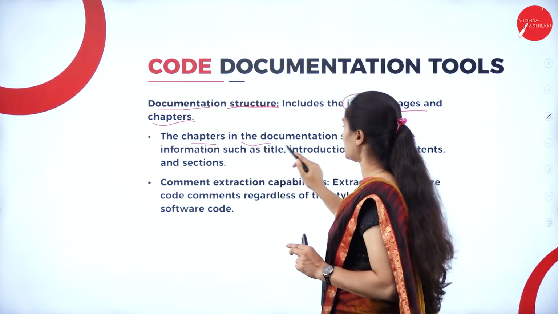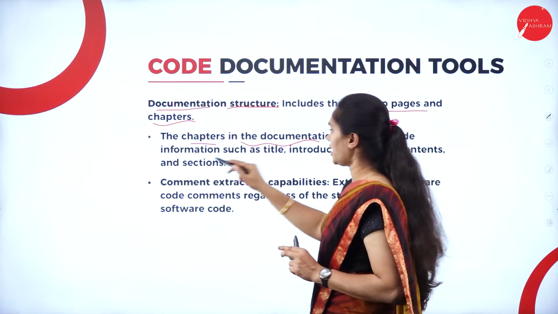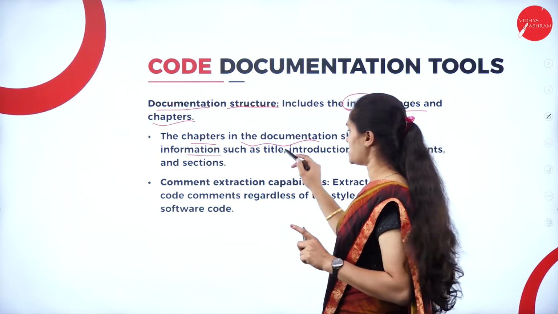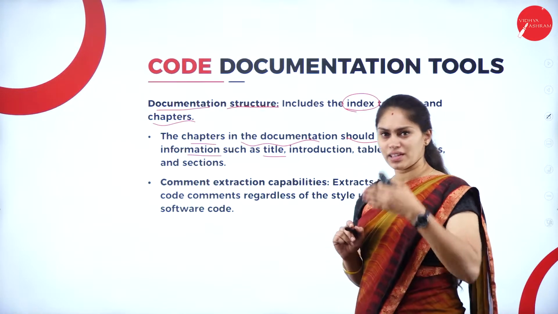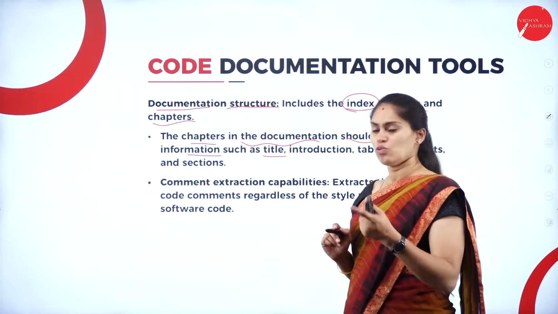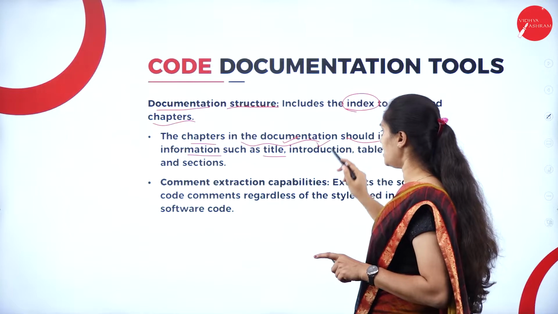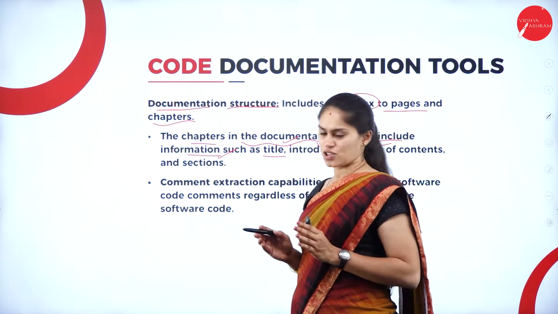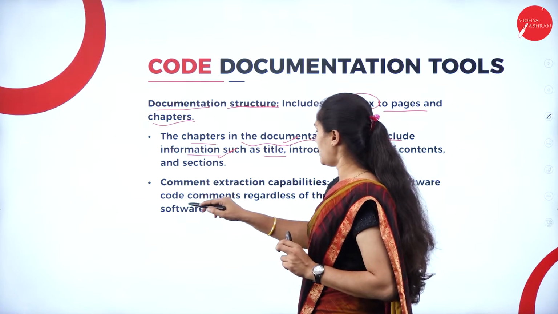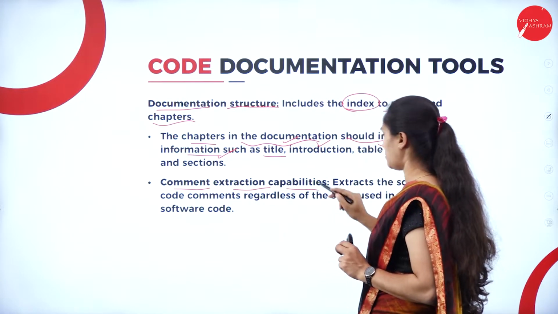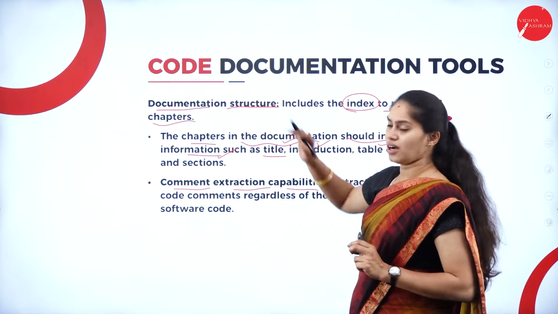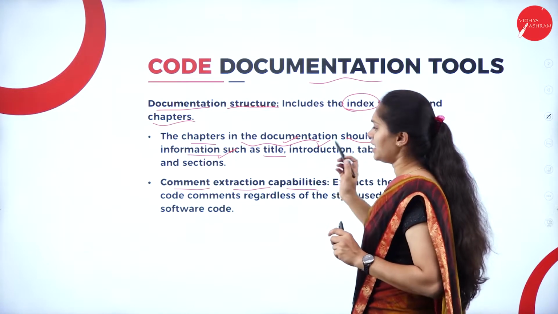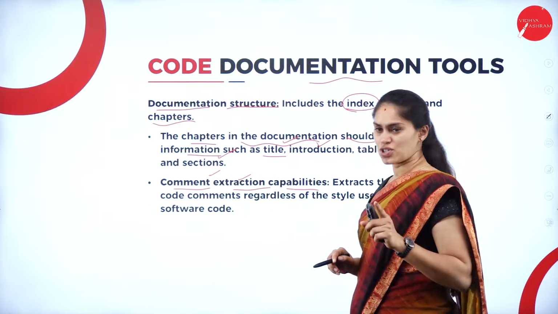The chapters in the code documentation should include information. What does a chapter comprise? It must specify the title, so that we know what the documentation is regarding. It has to specify the title, an introduction, as well as a table of contents and then sections. And next we have command extraction capabilities. The next feature of this code documentation tool is command extraction.